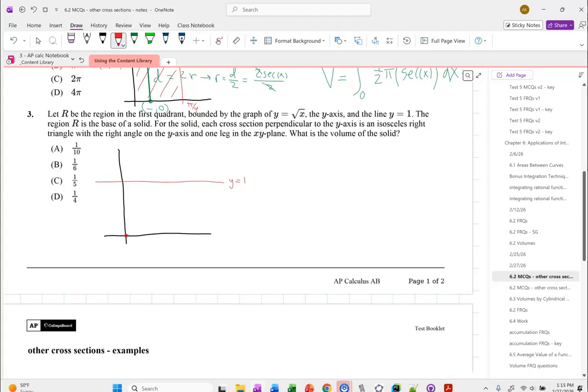Square root of x, and then this is just 1. So there's 1, 1. So that's like our shaded region, right? Between the y-axis, the curve, and the line y equals 1. Do you feel good? So that's our base. It says we're slicing perpendicular to the y-axis, so we're going to be integrating with respect to y. Everybody's okay?